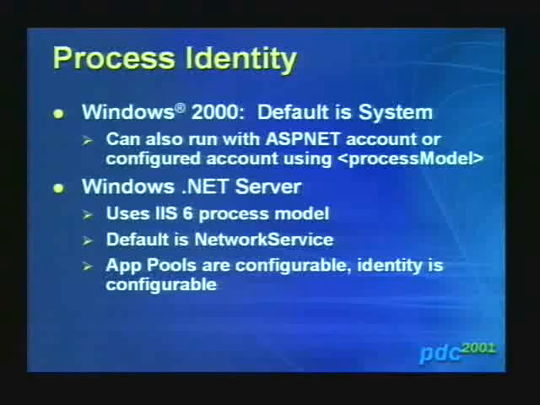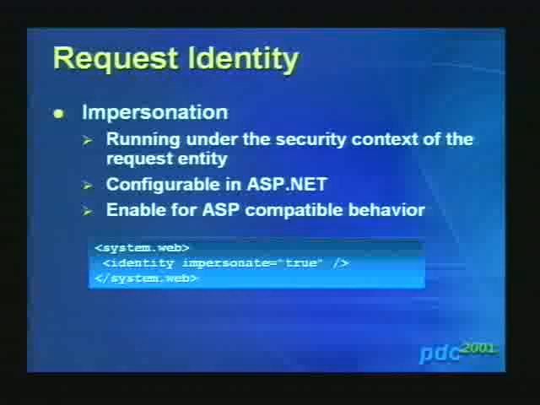And this is what you get, again, by default on IIS 6. If you want to alter the identity for a given application, you can do that as well. So the recap here is on Windows 2000, you start as system, unless you configure it to run with a weaker account. On Windows .NET Server, you start as network service. So we talked about the process here. What am I actually going to be running code as when I start processing a request?